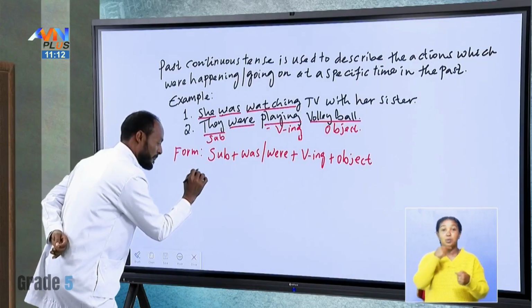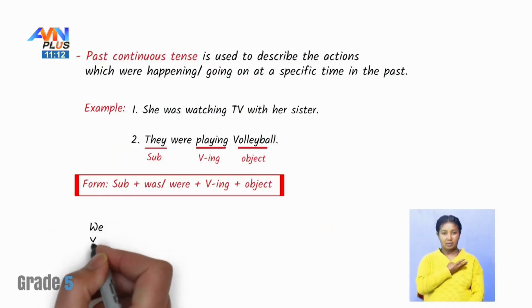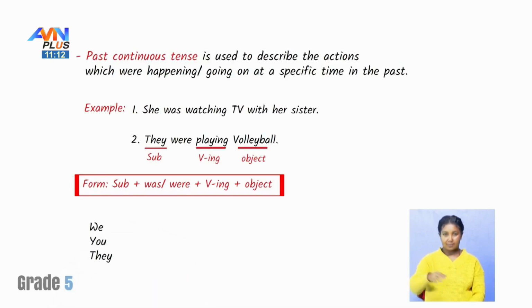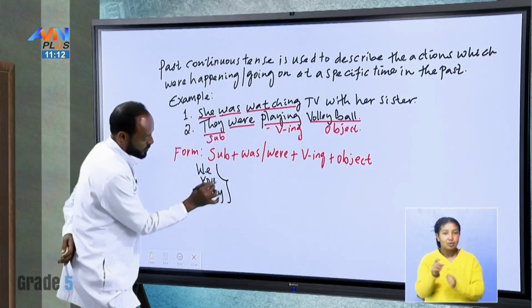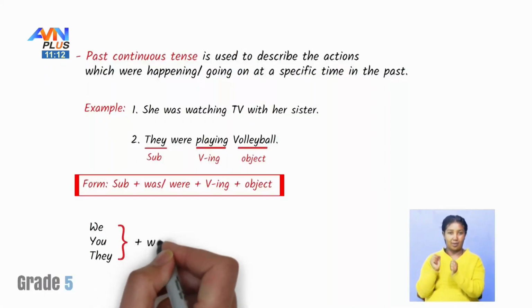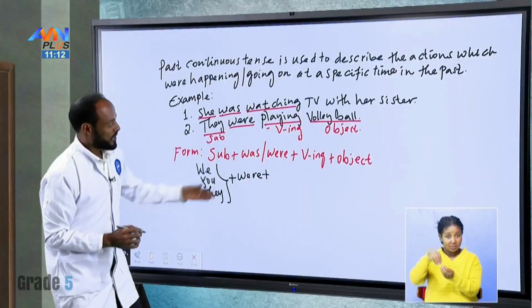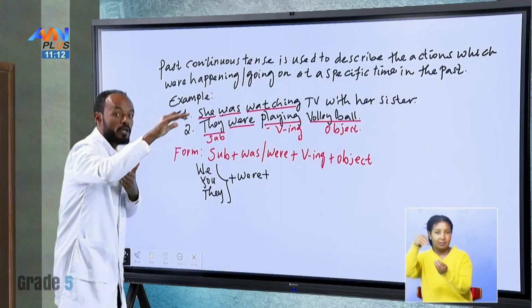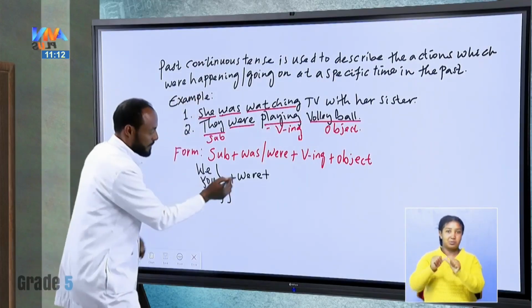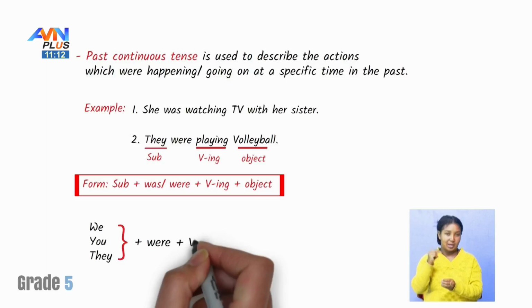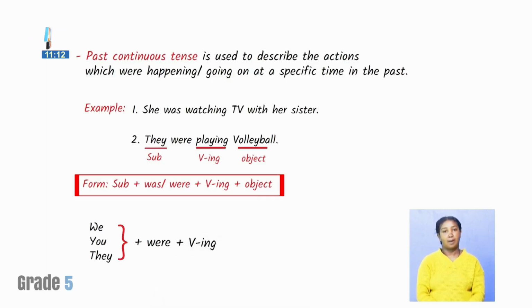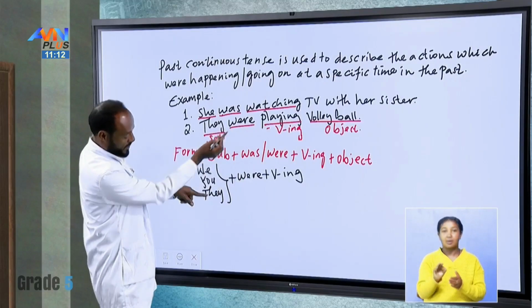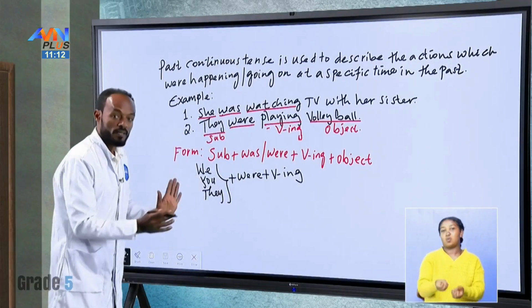When we say we, you, they, it should be followed with what? It should be followed with were, plus verb-ing. Verb-ing means the verb which takes what? Ing, to show progress or continuity. Look, we used here they, so we took what? Were, because this one is a plural pronoun.